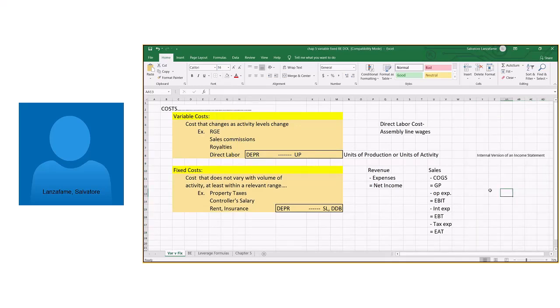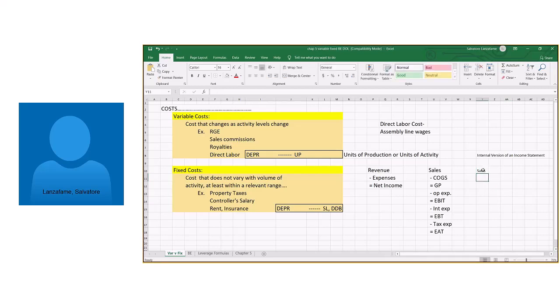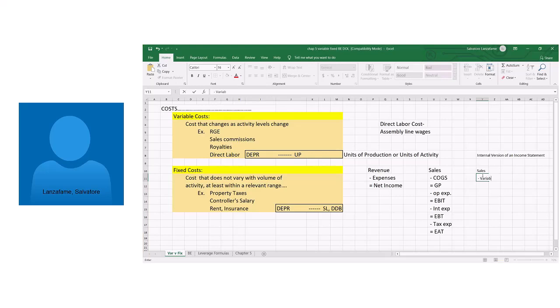So an internal version of an income statement could look like this. You have your sales, but instead of separating the expenses like we just did in the previous two, where in the first one all the expenses are grouped into one category. In the second one, I've got cost of goods sold, which is an expense, operating expense, obviously an expense, interest expense, tax expense. I'm separating all of it out, okay? However, I could do it this way, right? And it would be for me to subtract out my variable costs, which is just another way of saying variable expenses.